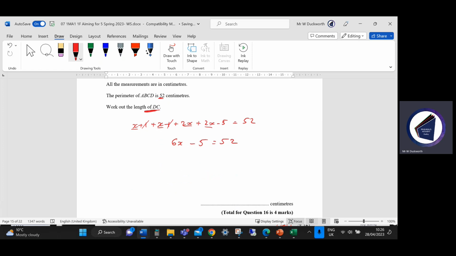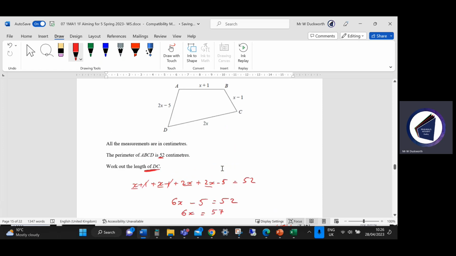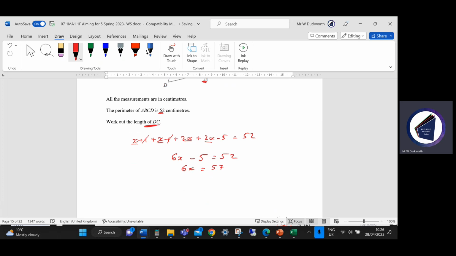Right. So I'm going to add 5 on both sides. So that will give me 6x is equal to 57. And I'm just going to take a slight shortcut here. I only want 2x. I don't need to find x. That's what I said, work out the length of DC. So all I'm going to do is divide by 3 here.